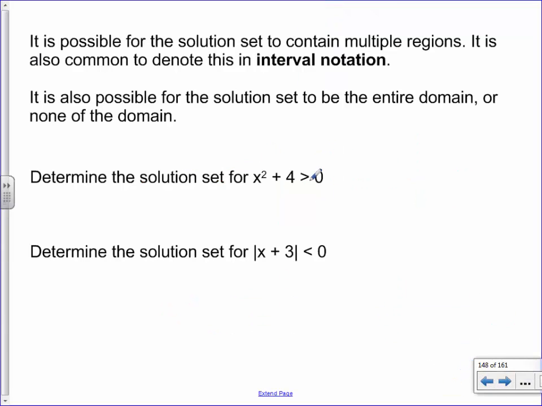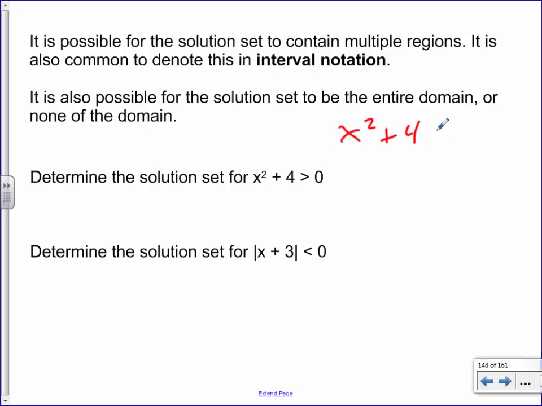It is also possible, by the way, for the solution to be everything or nothing. Okay, let me show you an example here. Let's try to figure out the solution set for where x squared plus 4 is greater than 0. Now, we could do what we were doing before where we try to solve this quadratic. There's a problem with trying to solve this quadratic. I'll show you in a second here.